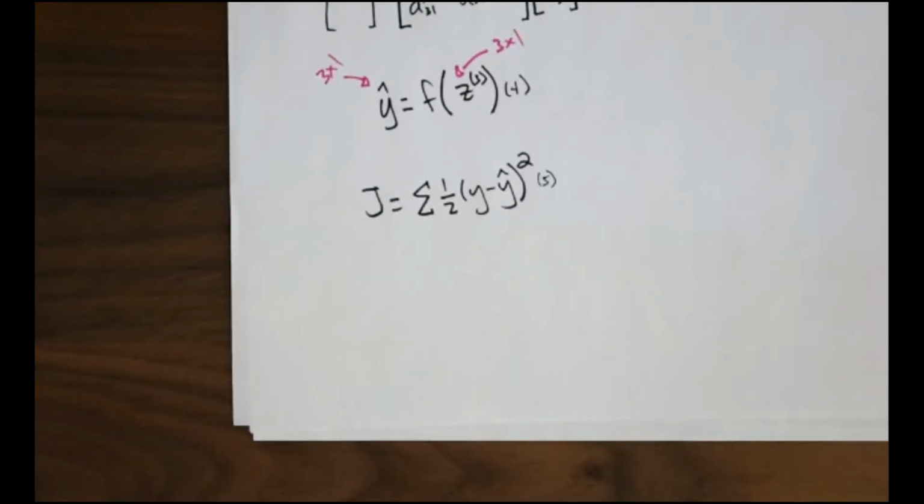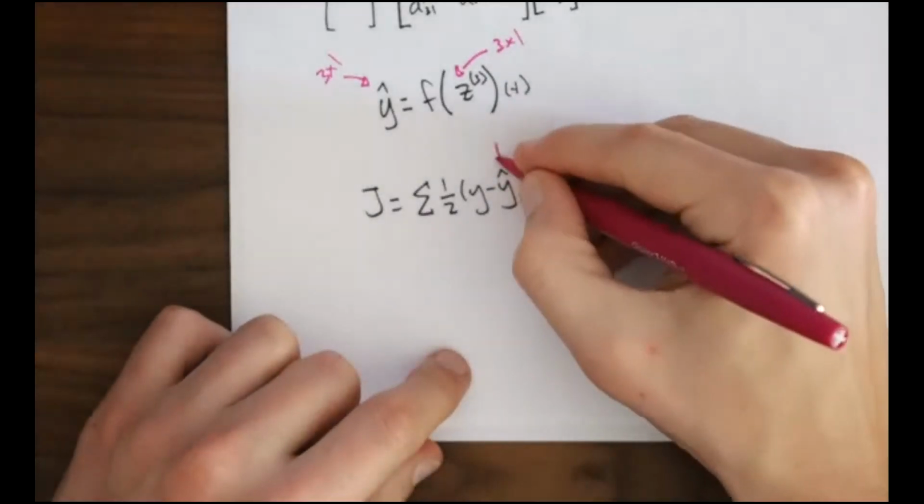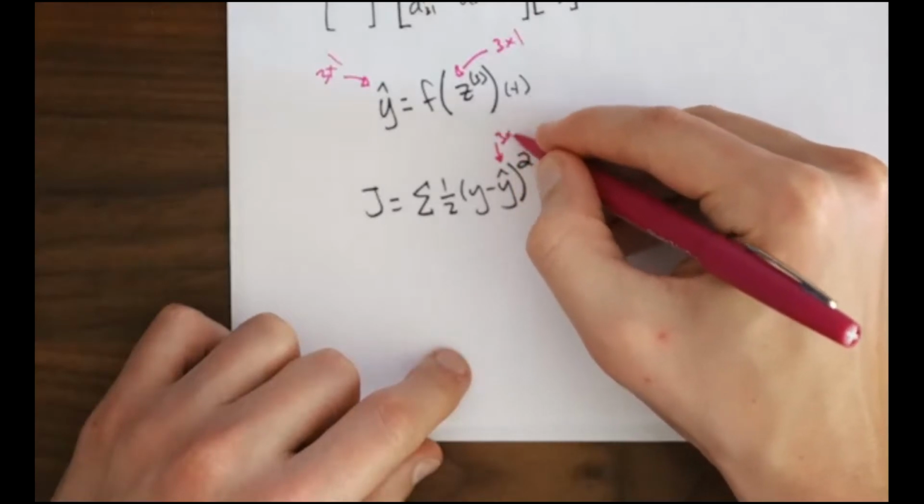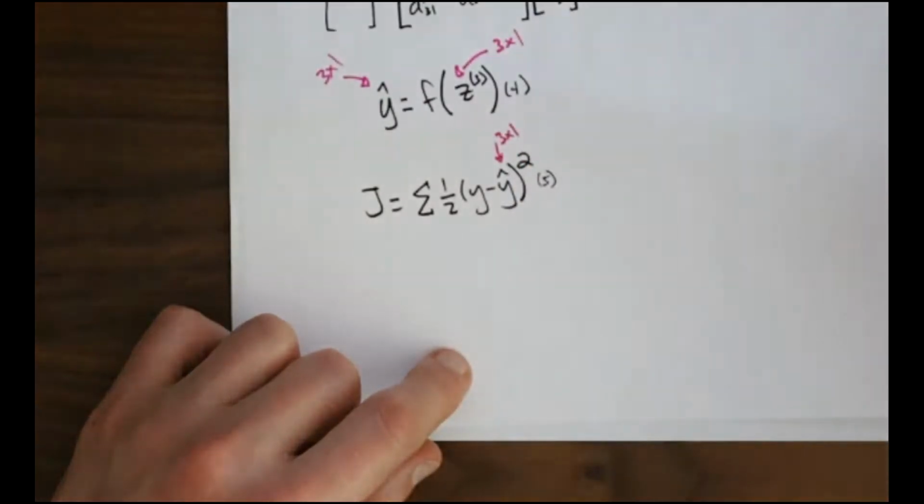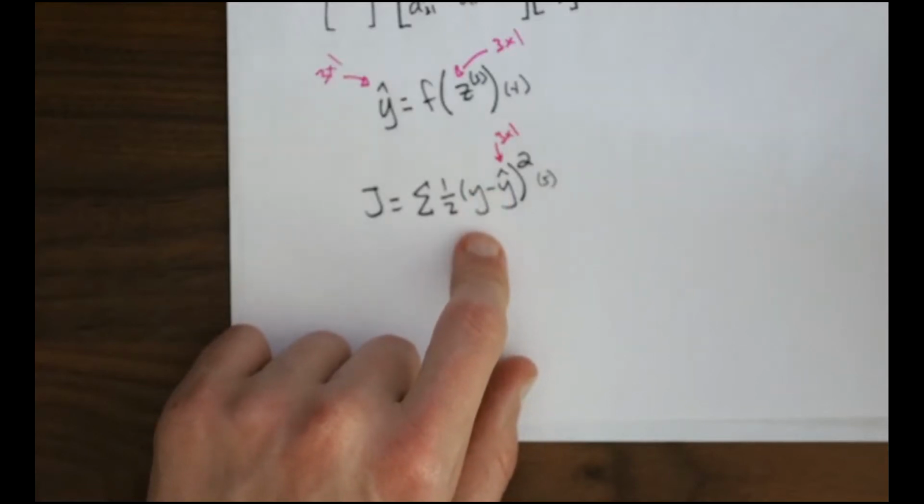And let's talk about dimensionality again, real quick. So we just talked about y hat, right? So y hat is, we said, a 3 by 1 because we have 3 examples we've passed into our neural network. What is the dimension of y? So our data, right, our labels. What is the dimension of y in this case?